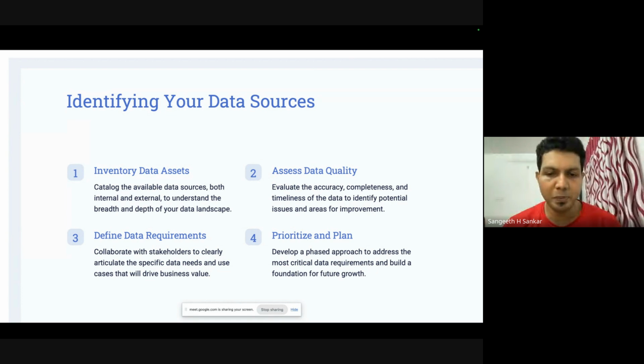Next is to prioritize and plan, right? So focus on those critical data elements, build those critical data requirements, and build a foundational data model using the data you have, so that you can build on top of it in different iterations.